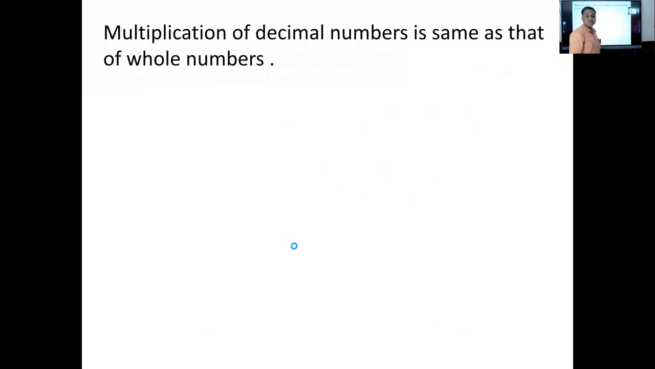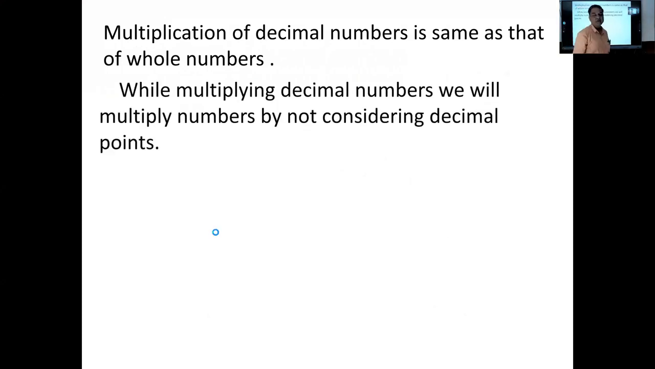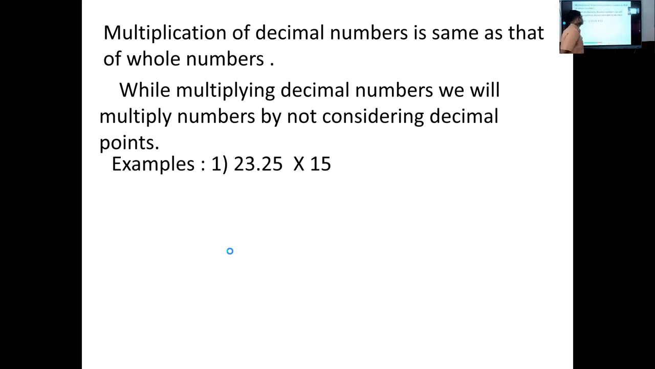So multiplication of decimal numbers is similar to the multiplication of whole numbers. What we are going to do is carry out the multiplication by forgetting about the decimal point. We will not take the decimal point into consideration. We'll see with an example. The example is 23.25 being multiplied by a whole number, 15. So the decimal number is multiplied with a whole number.